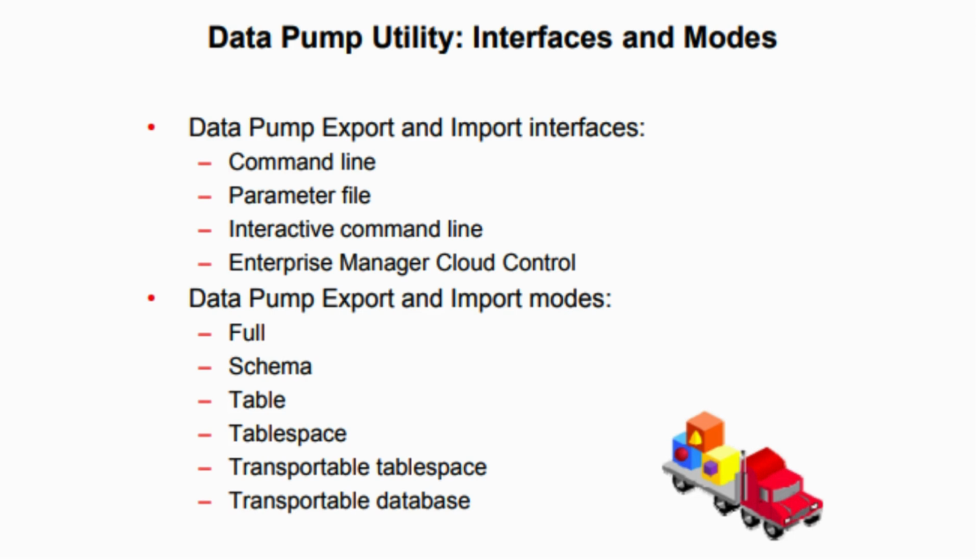Interactive command interface stops logging to the terminal and displays the export or import prompts, where you can enter various commands. This mode is enabled by pressing Ctrl+C during an export operation that is started with the command line interface or the parameter file interface. Interactive command mode is also enabled when you attach to an executing or stopped job. GUI interface: select Schema, Database Export/Import. In the menu, select the export or import operation you want to execute.